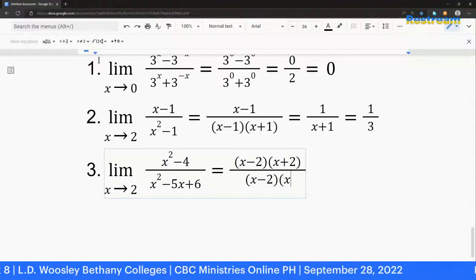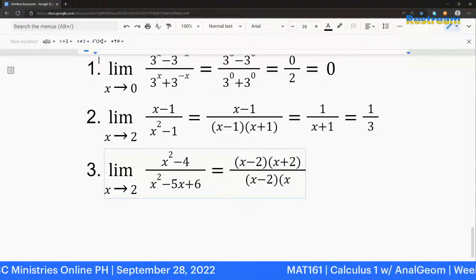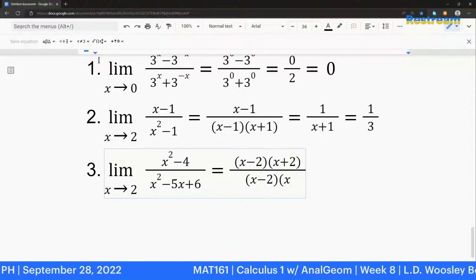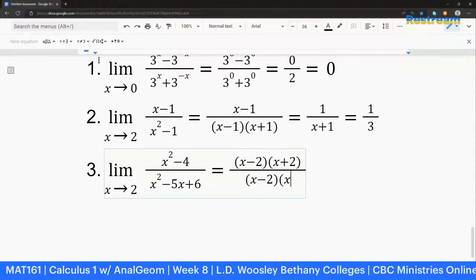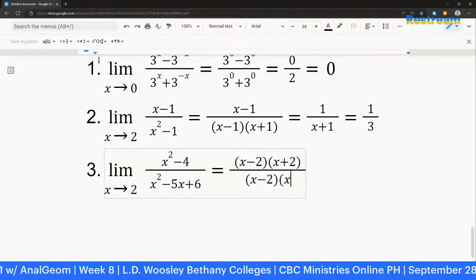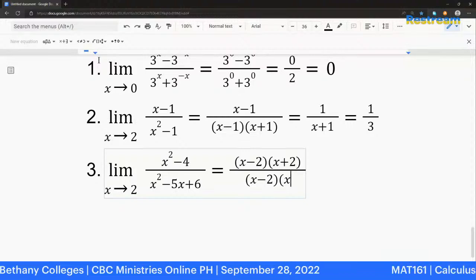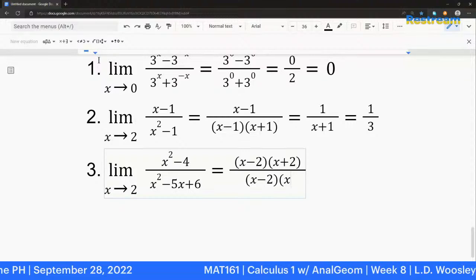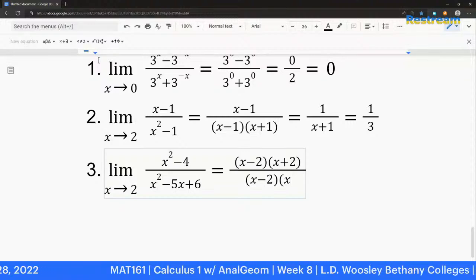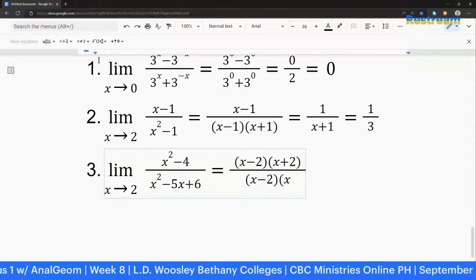Okay, middle term mo is negative 5. So, anong indication yan? Tapos plus 6. Anong ibig sabihin ng plus 6? Either parehong negative o parehong positive. Pero pag tinignan mo yung middle term, negative. So, ibig sabihin, parehong negative. Which is x minus 2 times x minus 3.